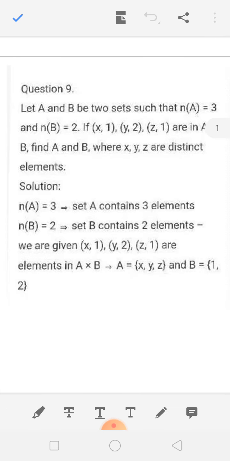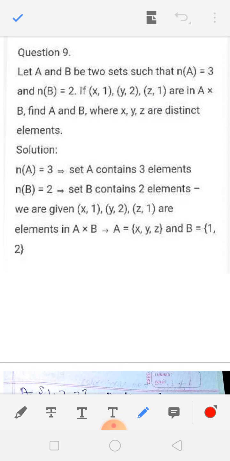And then the ninth question. Let A and B be two sets such that the number of elements in A is equal to 3 and in B is equal to 2. Look, it is clear. There are two sets, one is called A, another one is called B, and n(A) is equal to 3, n(B) is equal to 2.